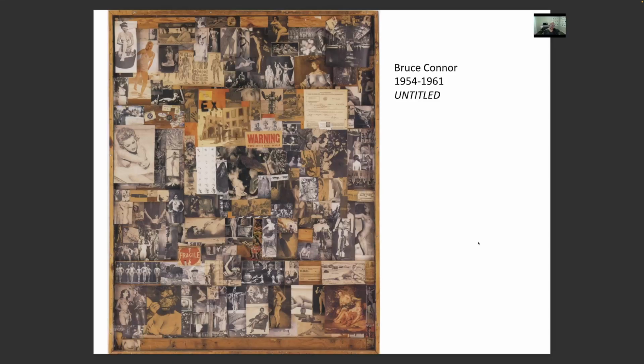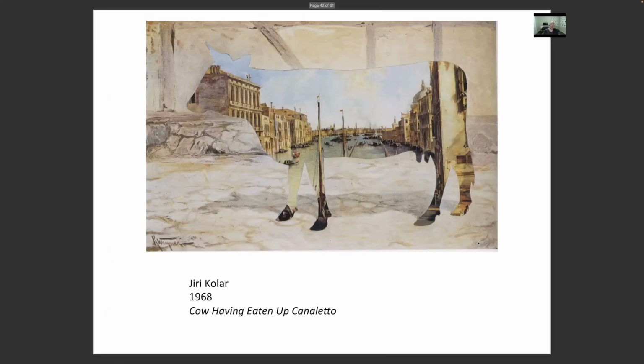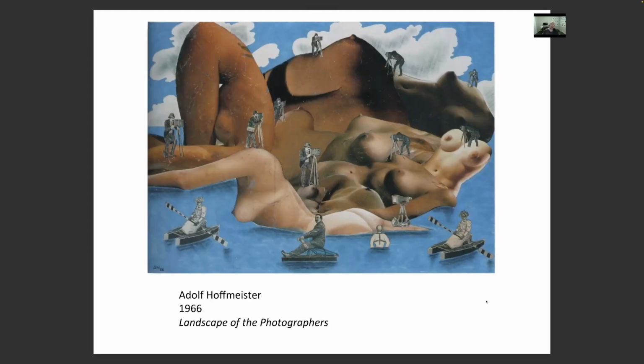Another Bruce Conner piece. It might be interesting if you remove the subject instead of removing the background. So if you remove the subject, look at how we have this bowl here that frames this cityscape portrait, right? Here we have these landscape photographers just photographing the landscape and some people swimming around here.